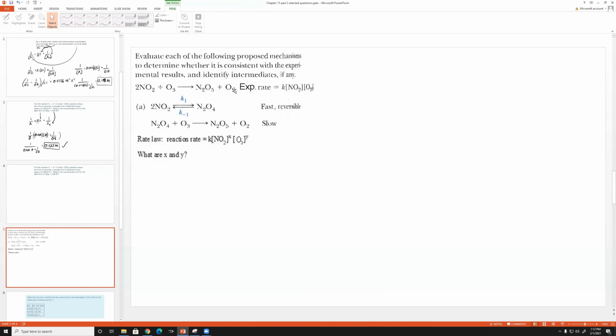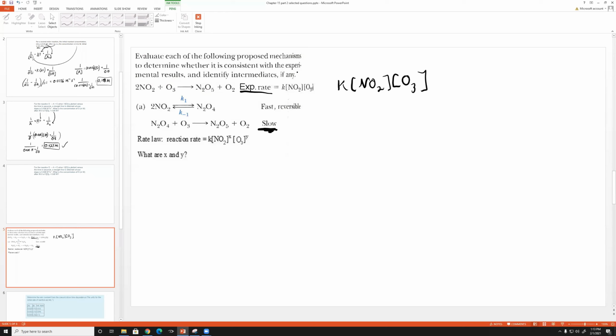Evaluate each of the following proposed mechanisms to determine whether it is consistent with the experimental results and identify intermediates, if any. So what we're trying to do basically is figure out what X and Y are in this reaction rate. And we've given our elementary steps. Now, what we know is that the slowest elementary step represents the rate of the overall reaction, which is given right here as k times NO2 concentration times O3 concentration, since this is the overall reaction.